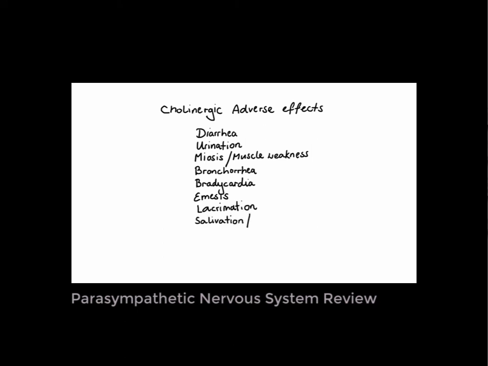The side effects associated with cholinergic agonists. Now, the adverse effects that can result from use of these agents are due to overstimulation of cholinergic receptors, and they are as follows: diarrhea, urination, miosis and muscle weakness, bronchorrhea, bradycardia, emesis, lacrimation, and salivation.